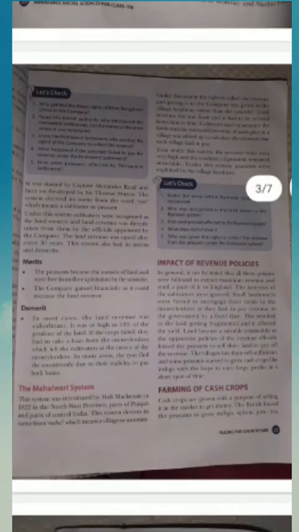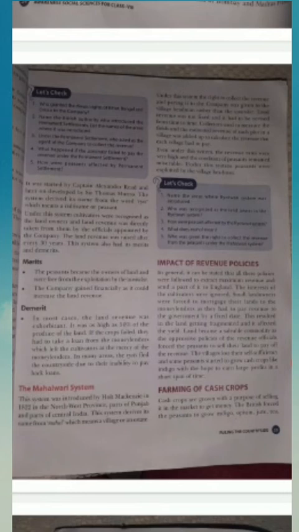Now, we will know what was the impact of revenue policies on the farmers. In general, it can be stated that all these policies were followed to extract maximum revenue and send a part of it to England, and there was no profit for farmers. How did the Britishers pressurize the farmers to grow cash crops?